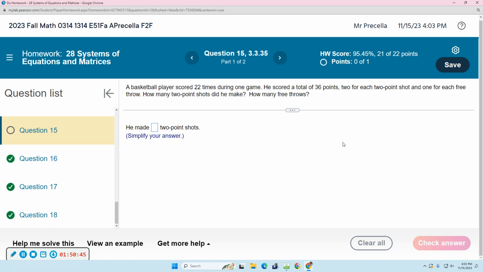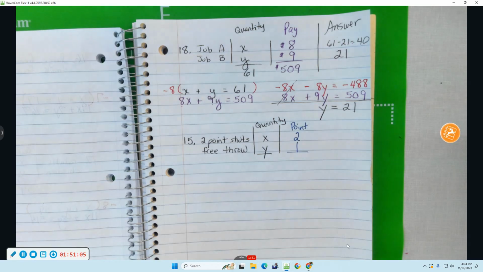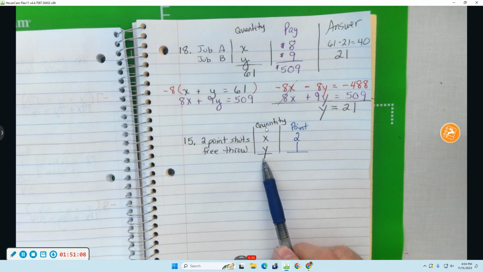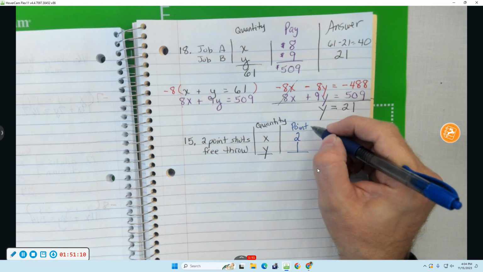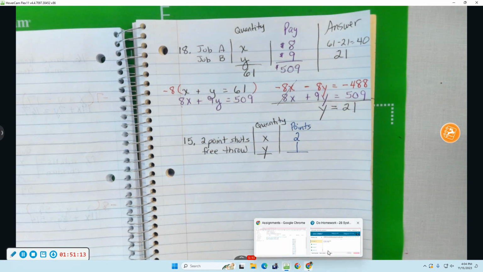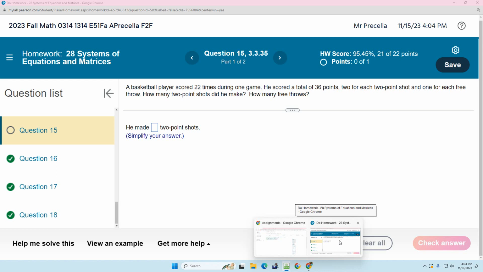A basketball player scored 22 times during one game. He scored a total of 36 points. Here it's not like dollar signs. But what are the two totals going to be? The 22, is that a quantity or is that the points? Where are we going to put that? Is that a total of number of shots, or a total of points?